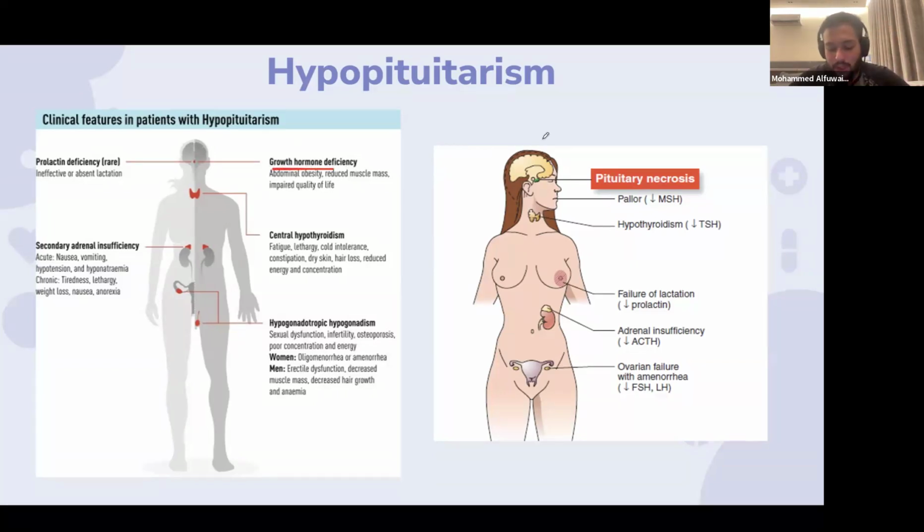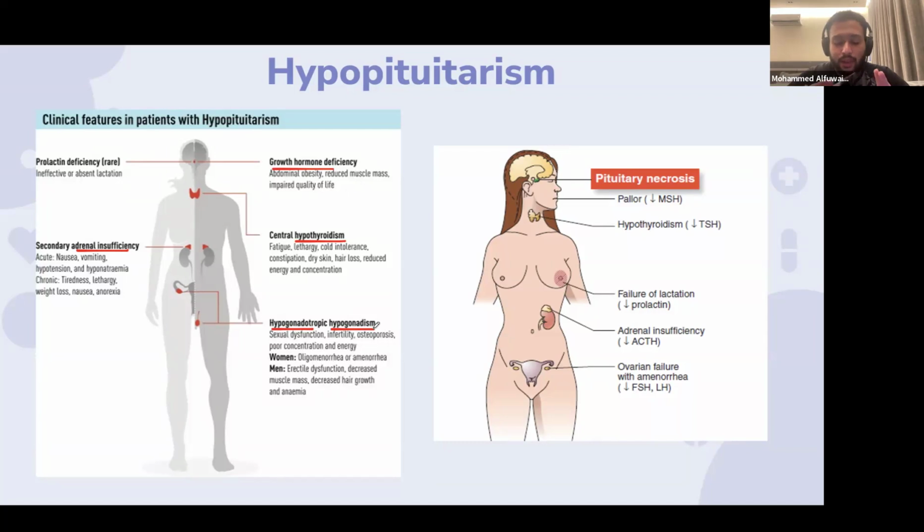Growth hormone deficiency. And very importantly, in children, will cause what? It's based on their size. Dwarfism. Good. Okay, dwarfism. Then you have hypothyroidism, which we'll talk about later, secondary adrenal insufficiency because of low ACTH, and hypogonadotropic hypogonadism. They will have low amounts of LH and FSH, which will cause low testosterone, low estrogen, low everything else, okay?